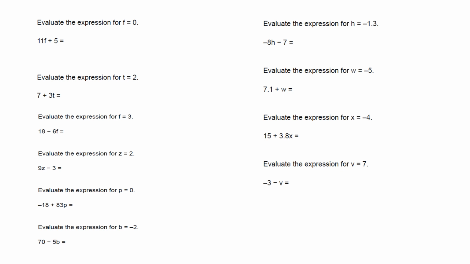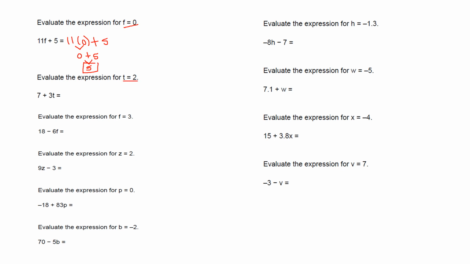Then you have a slightly higher level of complexity, but all of this is just following the order of operations. So if f equals 0, it's still going to be 11 times 0 plus 5. Following the order of operations, you multiply 11 times 0 first, and 11 times 0 is 0, plus 5. And you follow order of operations, 0 plus 5 is 5. So 11f plus 5, if f equals 0, will just be 5.